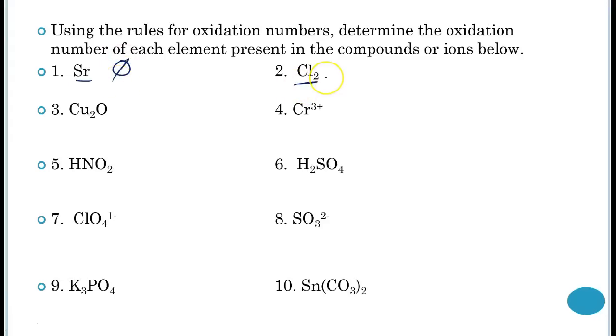Same thing here. I see an element. One capital letter tells me it's an element, and I don't see any charge on it. Also 0. Easy so far.